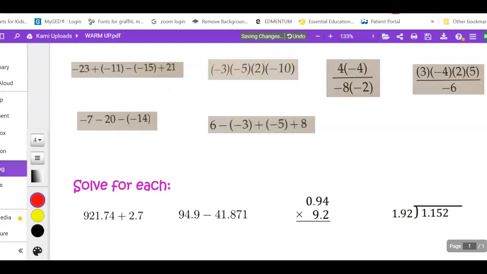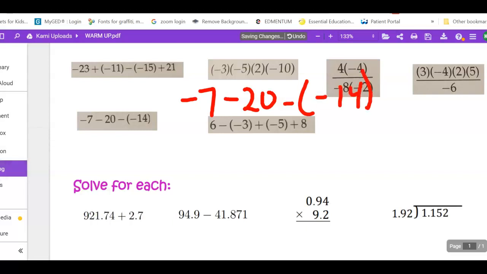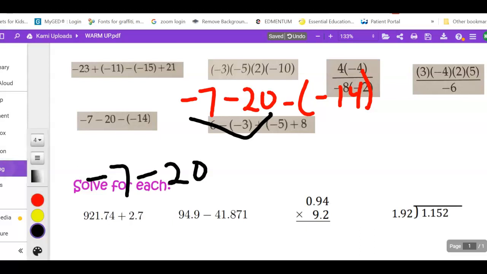Okay, so this time I have negative 7 minus 20 minus negative 14. Start with the first two. That's a subtraction problem. Negative 7 minus 20. Let's look at that down here. Negative 7 minus 20. Subtraction problem.